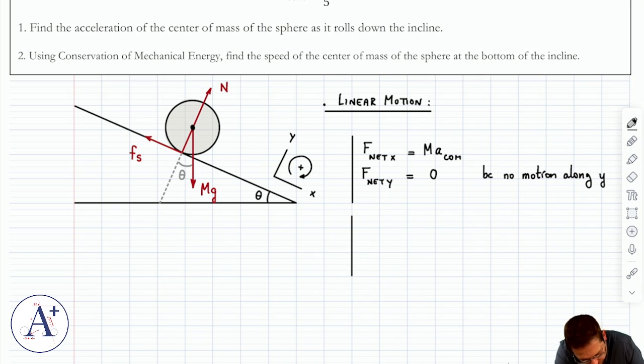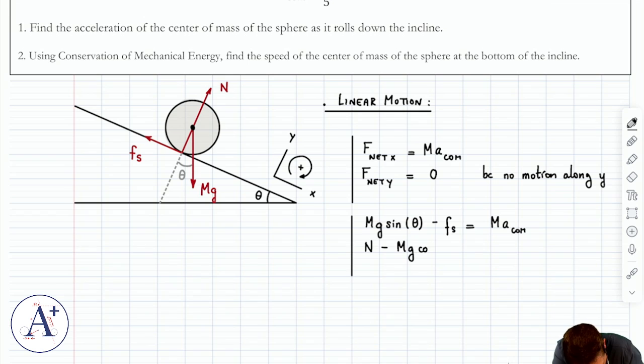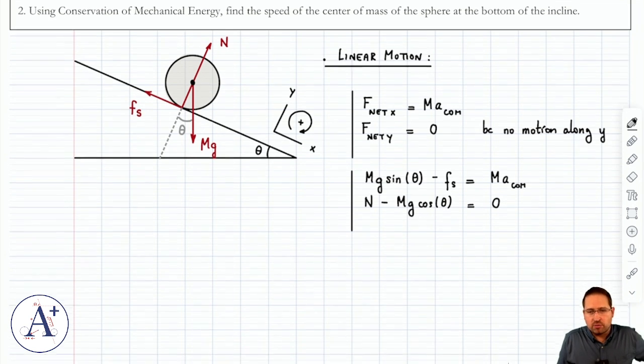F net x, hopefully everybody agrees at this point, is going to be the x component of weight, which is mg sine theta, minus static friction, is equal to m a center of mass. And in the y direction, I get N minus mg cosine theta is equal to 0, which is not going to be very useful, it turns out, because I don't need the normal force.